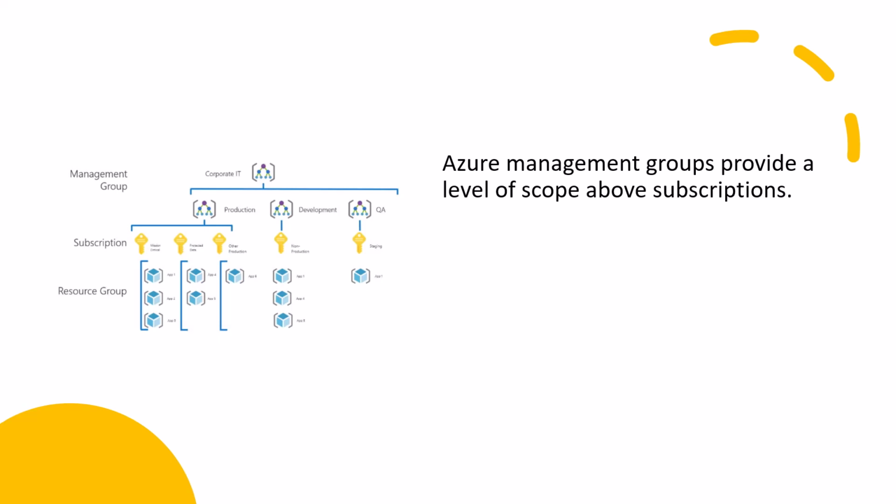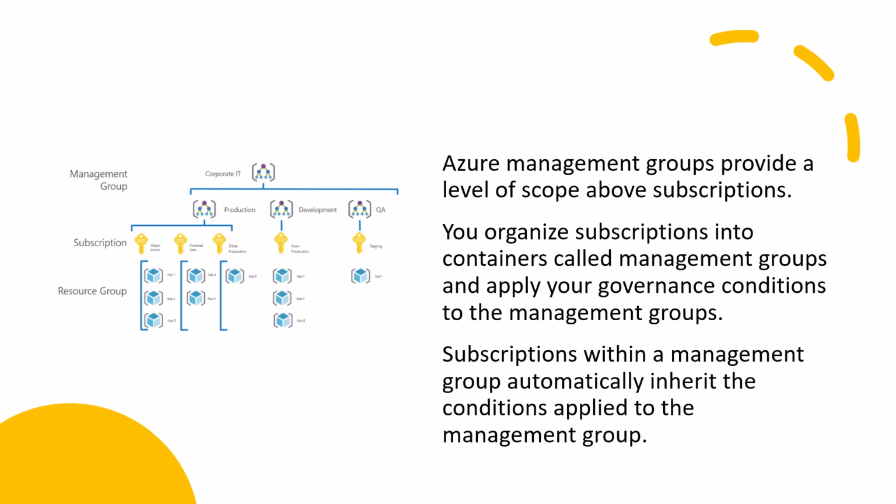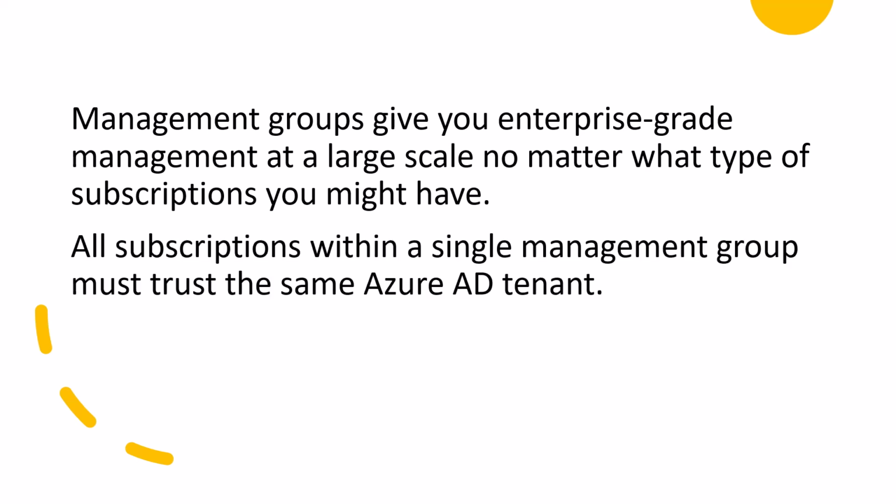So what you can do is organize your subscriptions into these containers, which are called management groups, and then apply any of your governance conditions to the management groups. All subscriptions within a management group are going to automatically inherit the conditions that you apply to that management group. What this does is provide you with what's essentially an enterprise-grade management capability at a larger scale, regardless of what type of subscriptions and how many you have. All subscriptions within a single management group, however, must trust the same Azure AD tenant. So keep that in mind.